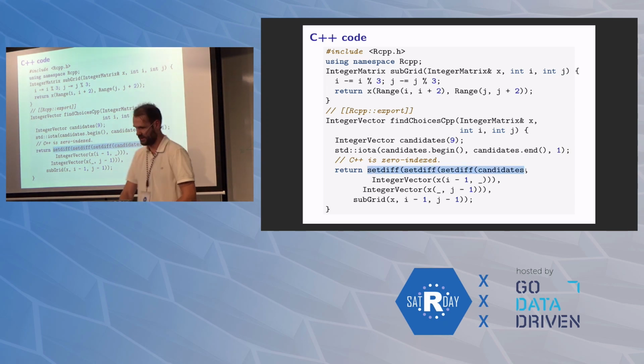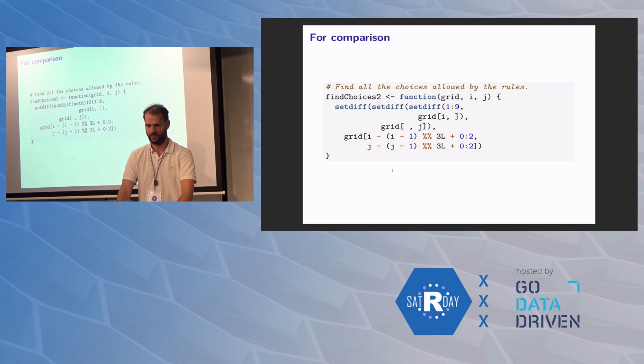Does it select there too? Yes. So the Rcpp package has this setdiff thing. I put in the candidates, so this vector of 1 to 9, and then I remove the values that are not possible. This is exactly the same as I did before, as you can see here. So this is again setdiff three times. I start out with 1 to 9. I remove the row, I remove the column, and I remove the grid.